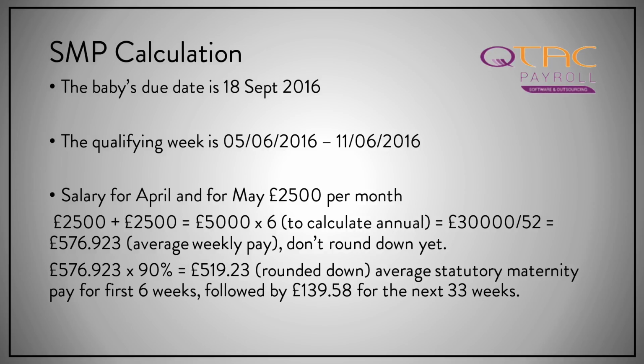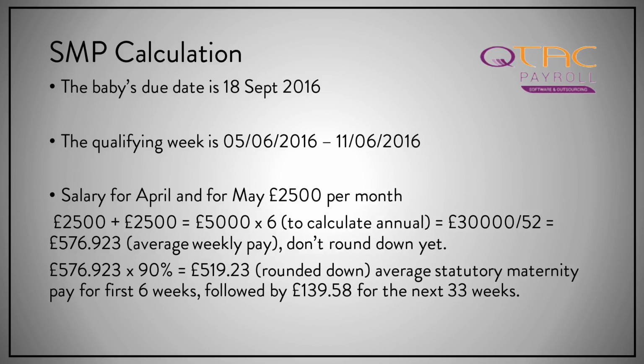So to work out the average, you take the 2 months, 2,500 plus 2,500 equals 5,000. You times that by 6 to annualise it. So if this employee was weekly paid, you would have 8 weeks' worth of pay up there, not just the two months, and then you would times it by 52. So you annualise it to get the £30,000 per year. You divide it by 52 because SMP is payable in weeks, which gives you an average of £576.923. You don't round down yet.